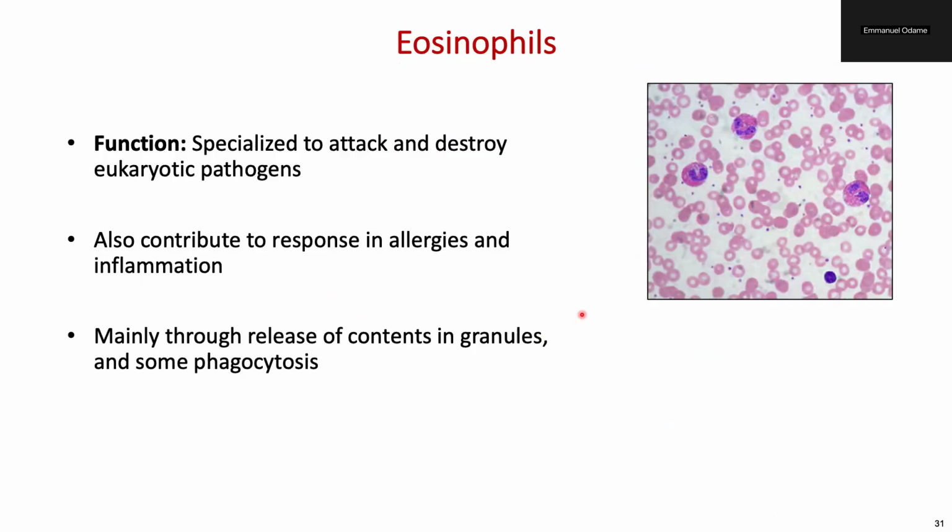The next group is eosinophils, and their function is specialized attack and destroy of eukaryotic pathogens. They also contribute to response in allergies and inflammation, mainly through release of the contents of their granules and also some phagocytosis. As you can see, they are also doing a similar job. They come in here and go after everything and just get rid of it. They arrive super early during infection or at an allergy site, and they make up about 2 to 4% of circulating white blood cells.